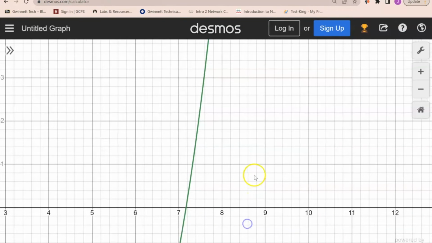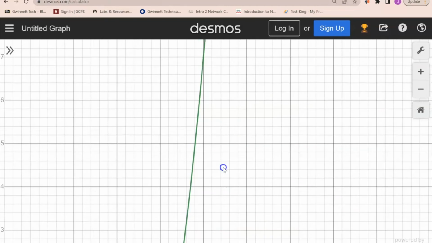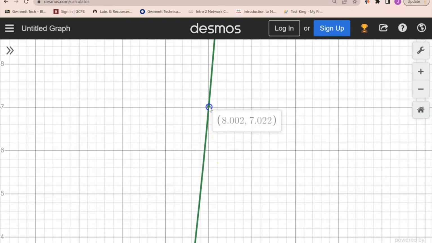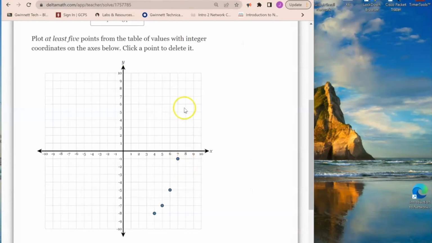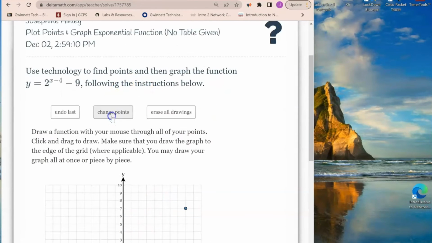I'm just going to move my graph over. So that's not a corner, that's not a corner. Keep going. Oop, there's my corner right there. So what's this corner? 8, 7. So now, because I'm on the positive side, 8 is over here and 7 is over here. So 8, 7 is my last point. Okay, so those are my points. I say done plotting points.